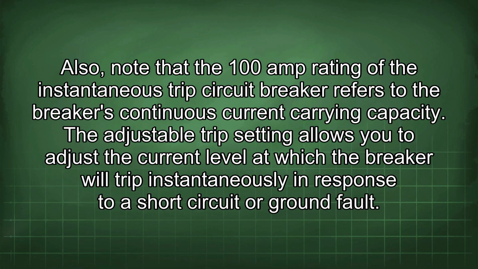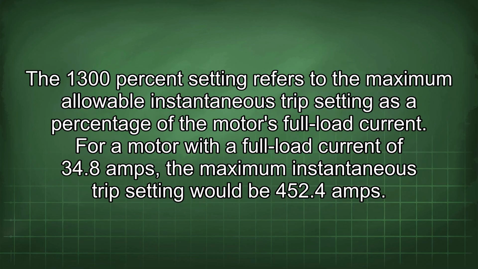Also, note that the 100 amp rating of the instantaneous trip circuit breaker refers to the breaker's continuous current carrying capacity. The adjustable trip setting allows you to adjust the current level at which the breaker will trip instantaneously in response to a short circuit or ground fault. The 1300% setting refers to the maximum allowable instantaneous trip setting as a percentage of the motor's full load current. For a motor with a full load current of 34.8 amps, the maximum instantaneous trip setting would be 452.4 amps.